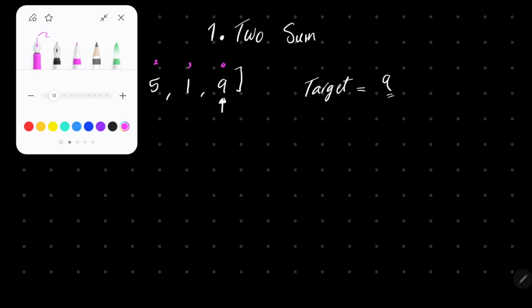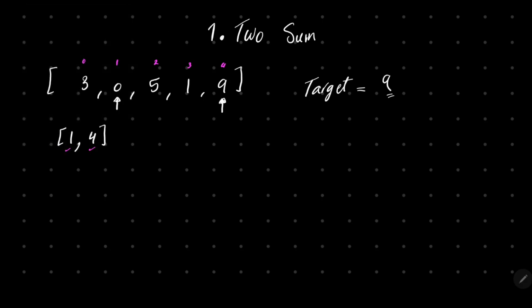Okay, so now the challenge is we need to find an efficient solution. How can we do this efficiently? It's very easy to do by eye, but computers don't have eyes. So if you're naive and you're trying to find the solution, what you could do is try every single pair. What do I mean by that? You could try, oh, well, I'll try 3 with 0. If it doesn't work, I'll try 3 with 5. That doesn't work, I'll try 3 with 1. Doesn't work, I'll try 3 with 9.